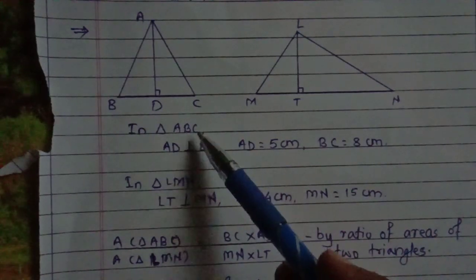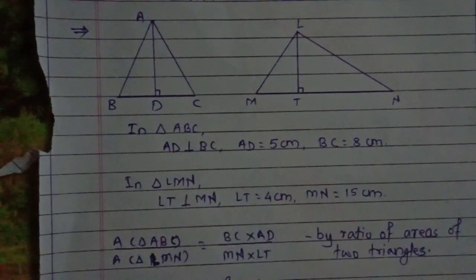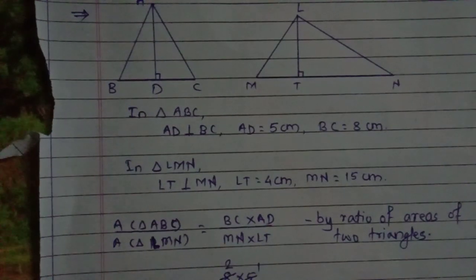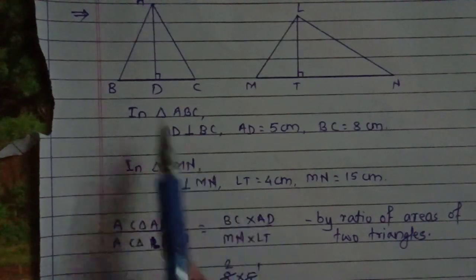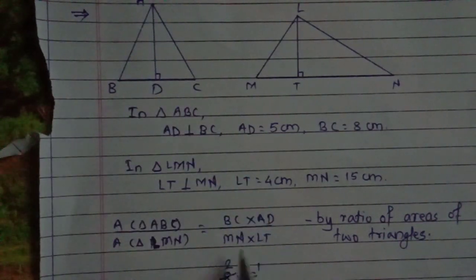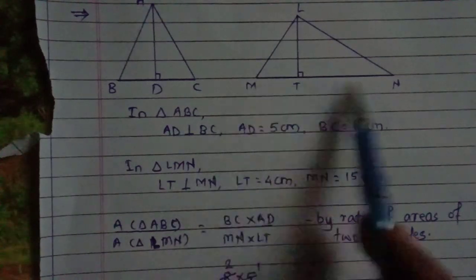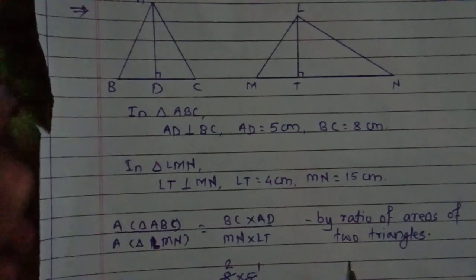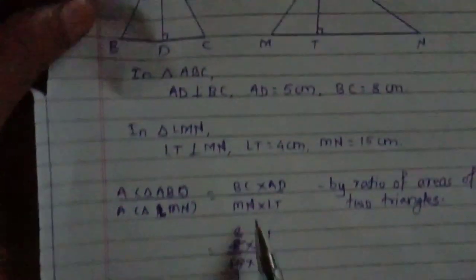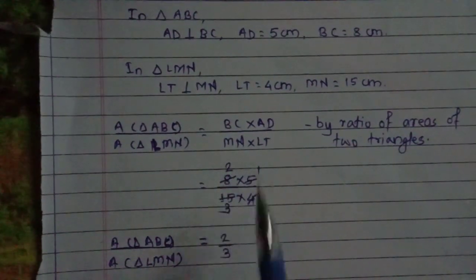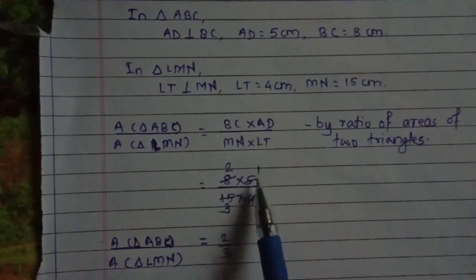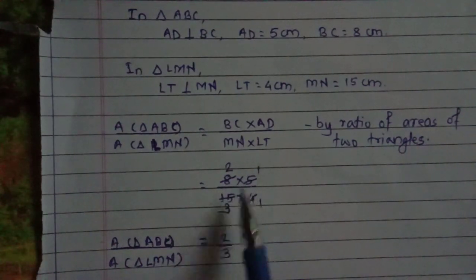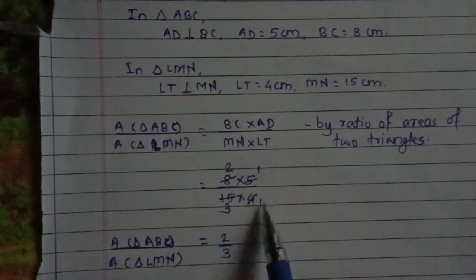Now we have to find out ratio of areas of two triangles. So by the property that you have learnt, area triangle ABC upon area triangle LMN is equal to BC into AD, base into height, upon MN into LT, base into height, by ratio of areas of two triangles. Now in this step we have to put the related values. BC is 8 centimeters and AD is 5, so 8 into 5 upon MN is 15 into LT is 4.